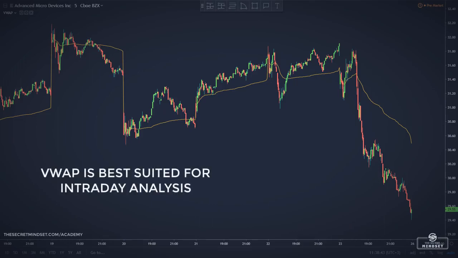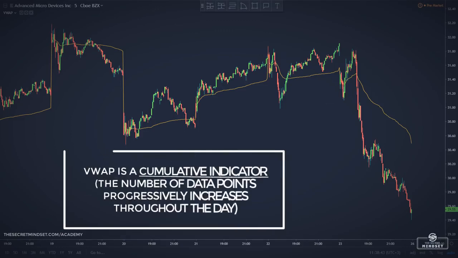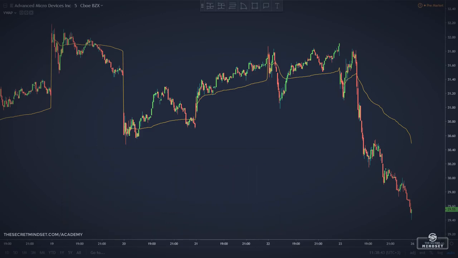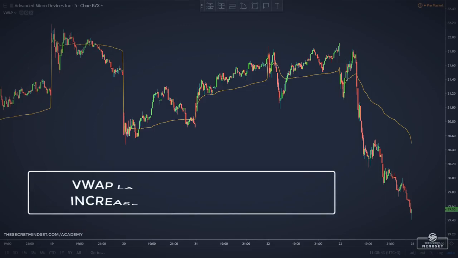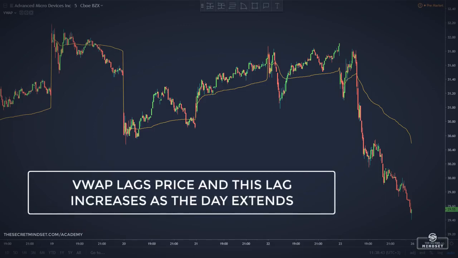Keep in mind that VWAP is a cumulative indicator, which means the number of data points progressively increases throughout the day. The number increases as the day extends. This is why the VWAP lags price, and this lag increases as the day extends.